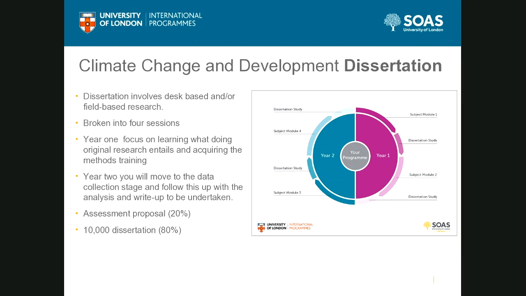This is broken up into four sessions across 2 years, and that's why the minimum you can do one of our programs in is 2 years. If you look at the diagram on the right of the slide, it gives a sense of how you might spend your time across years one and two. If you look at the top right of the circle, there's subject module one. That's the first module that you'll study, which will be your core module. Then you'll go on to dissertation study.